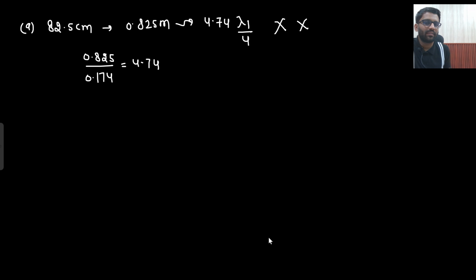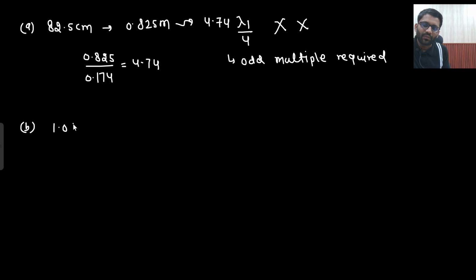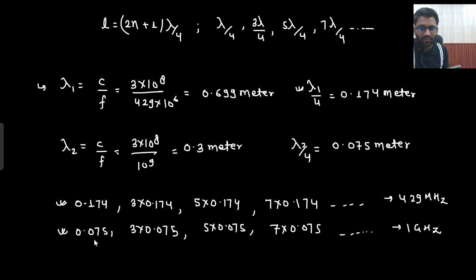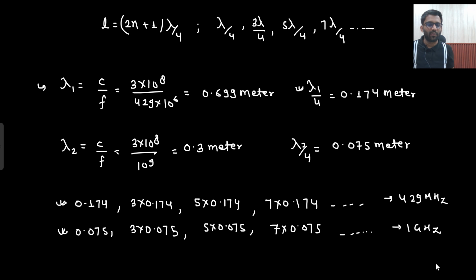That means this answer cannot be correct. You need an odd multiple. Odd multiple of lambda 1 by 4 is required, but you are not getting that here. So this option is gone. Let's see the second one. 1.05 meter. Okay. So I am going to do 1.05 divided by 0.174. I need to check for this one as well, and I need to check for 0.075 as well. But if 0.174 is not even satisfied, then why should we check for 0.075? Are you getting this point?